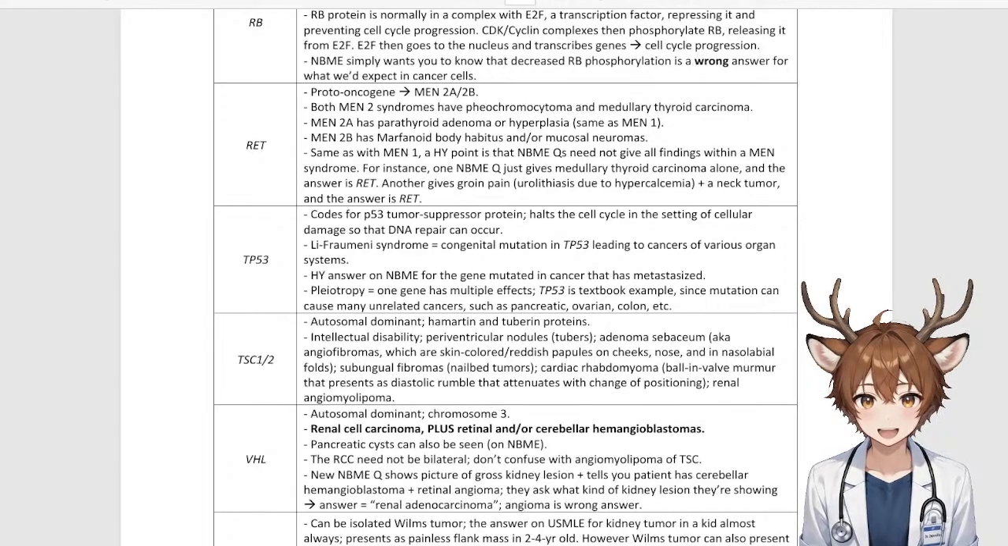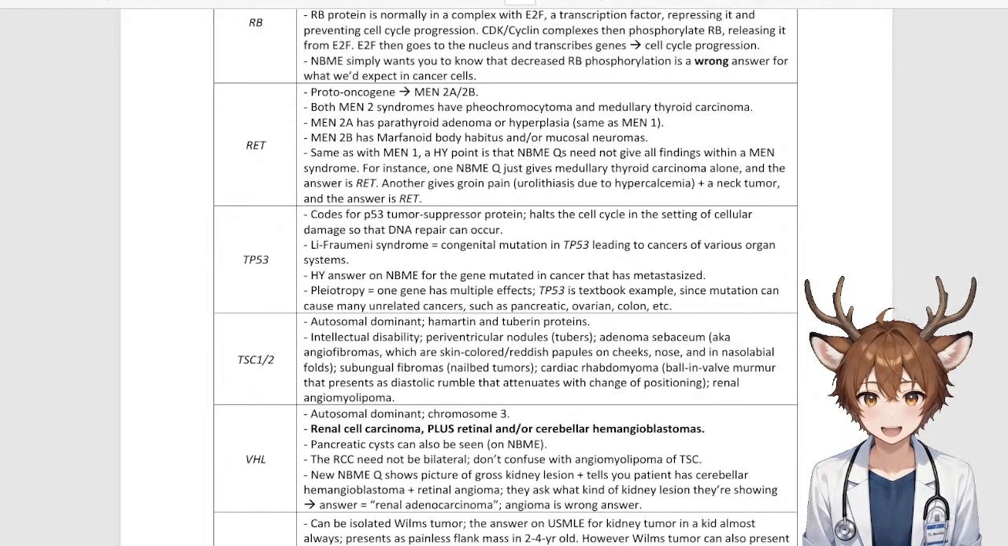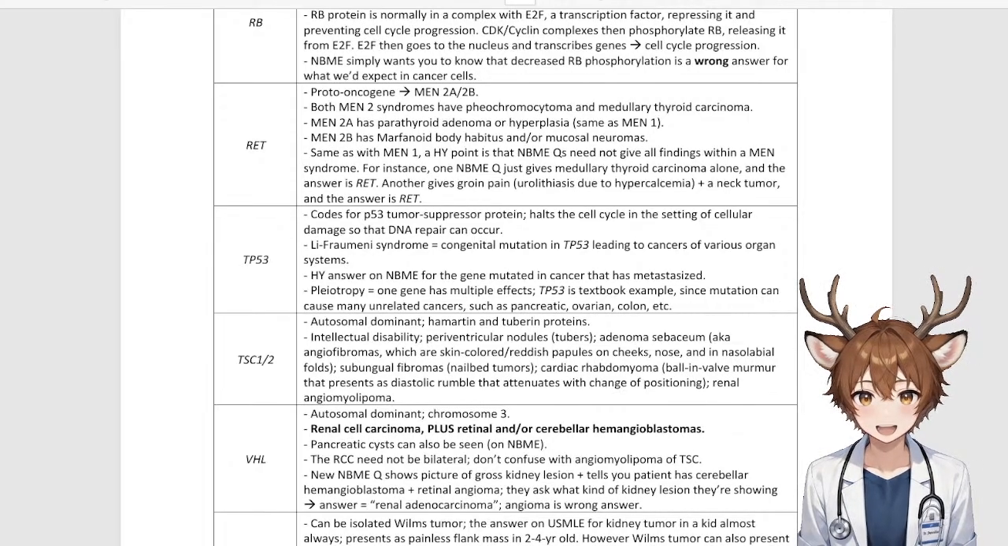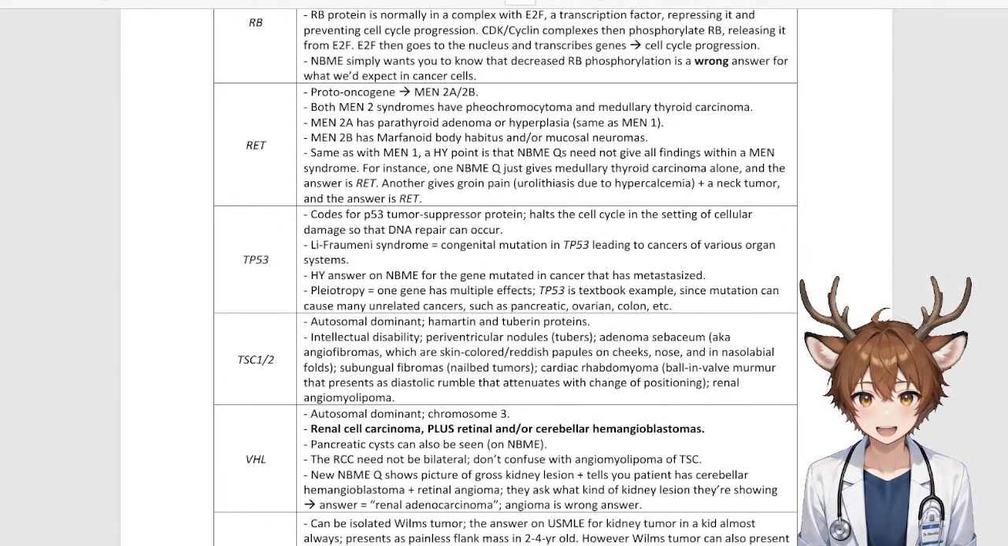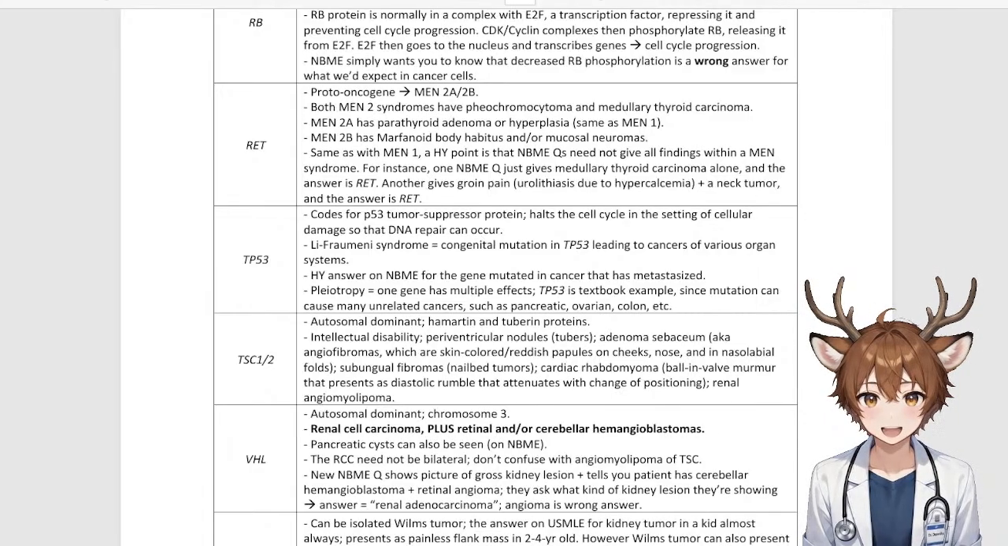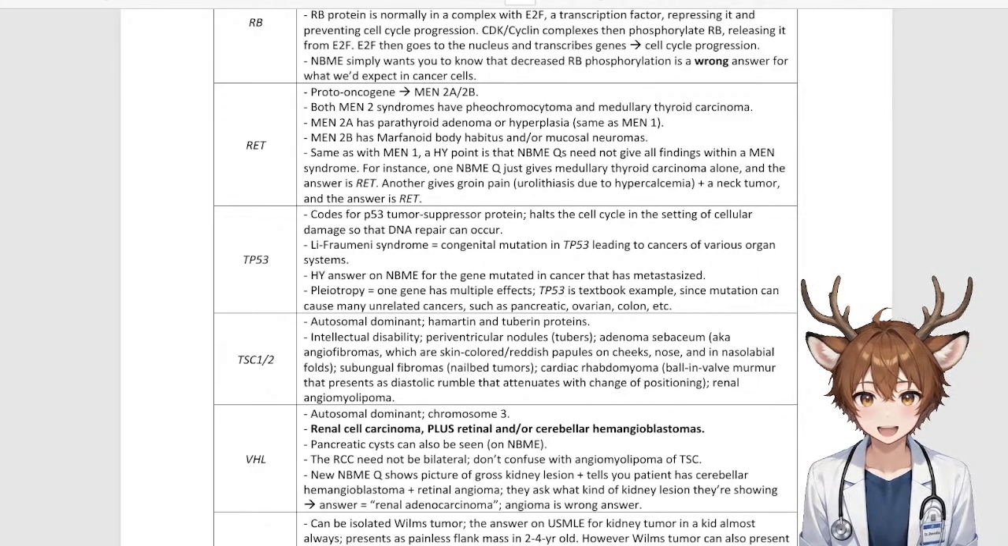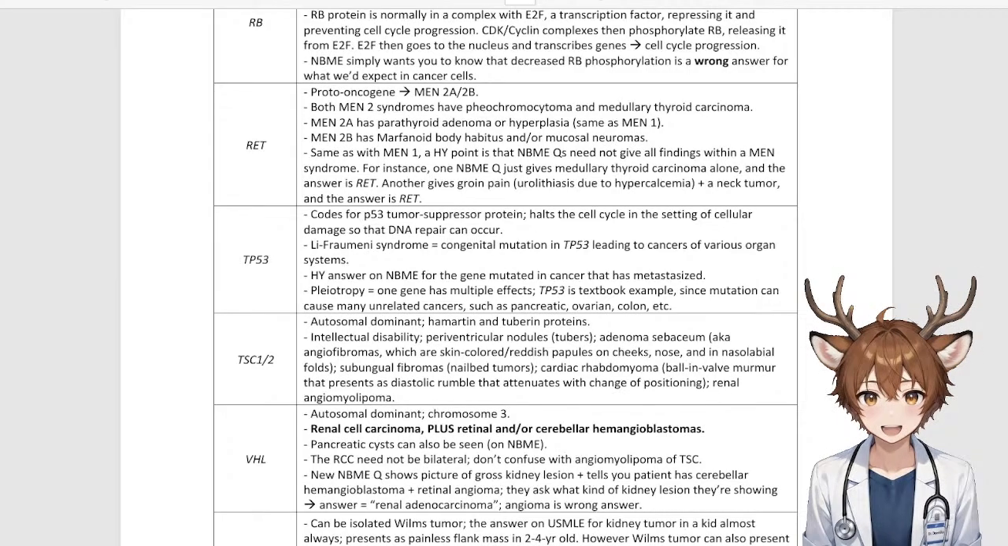Same as with MEN1, a high-yield point is that NBME questions need not give all the findings with a MEN syndrome. For instance, one NBME question just gives you medullary thyroid carcinoma alone, and the answer is RET. Another gives groin pain, urolithiasis due to hypercalcemia, plus a neck tumor, and the answer is RET. So they could be kind of roundabout in how they describe it.